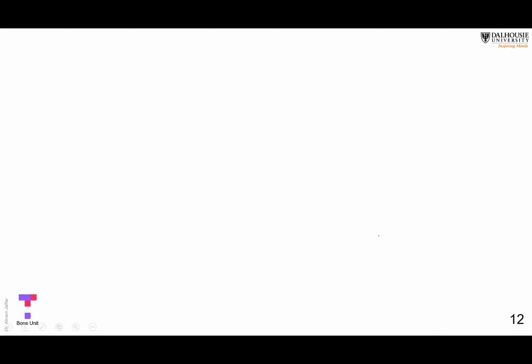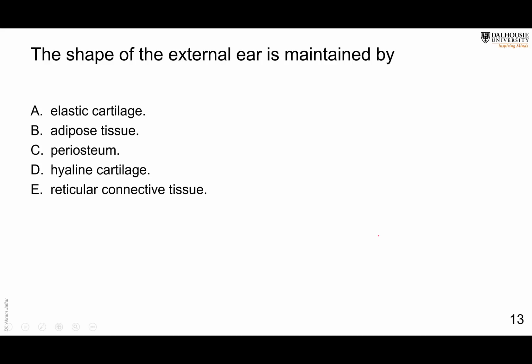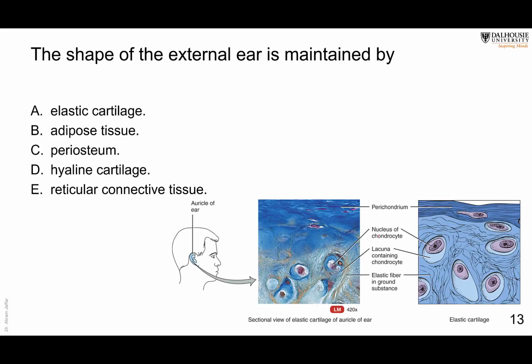The shape of the external ear is maintained by which of the following types of tissues? The reticular connective tissue in E forms the stroma of organs, like, for example, in the lymph node or in the spleen. So it forms a meshwork that filters and removes worn out blood cells or bacteria, and it does not maintain the shape of the external ear.